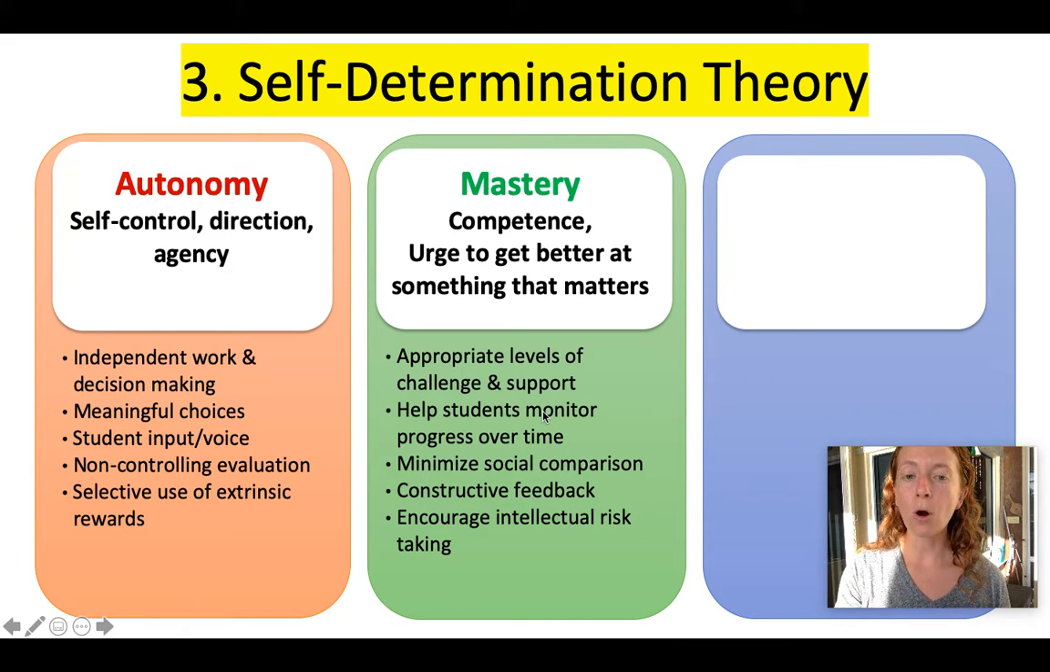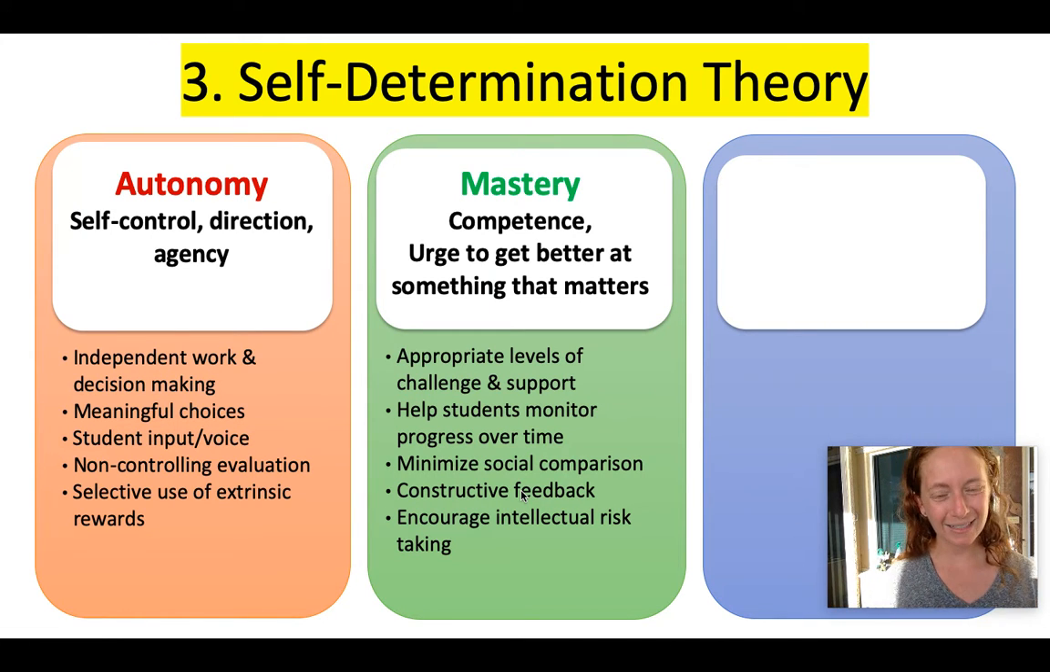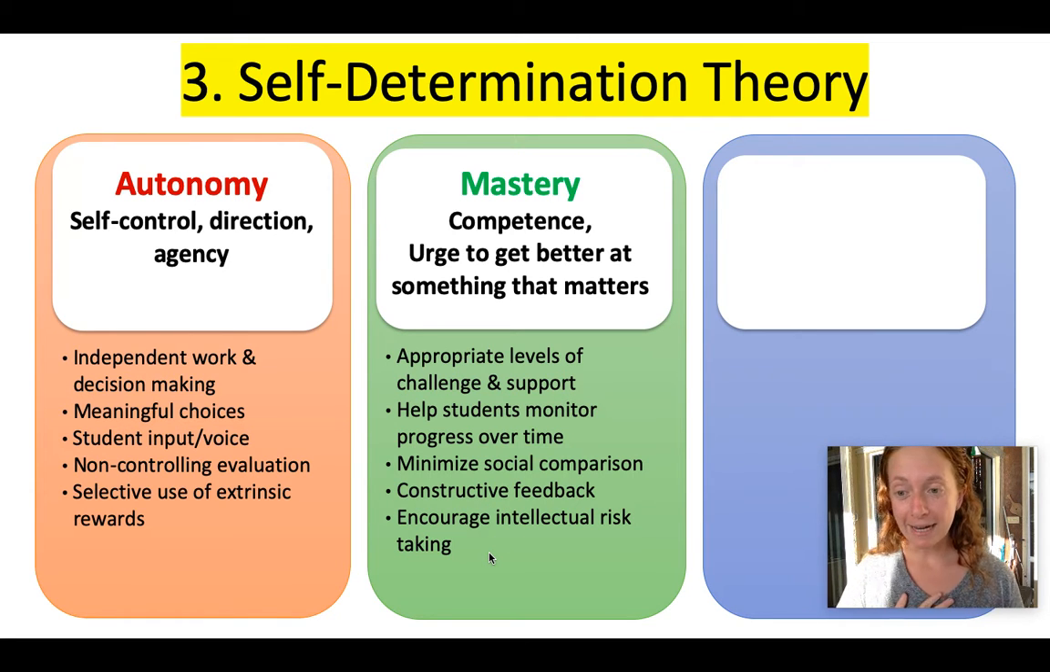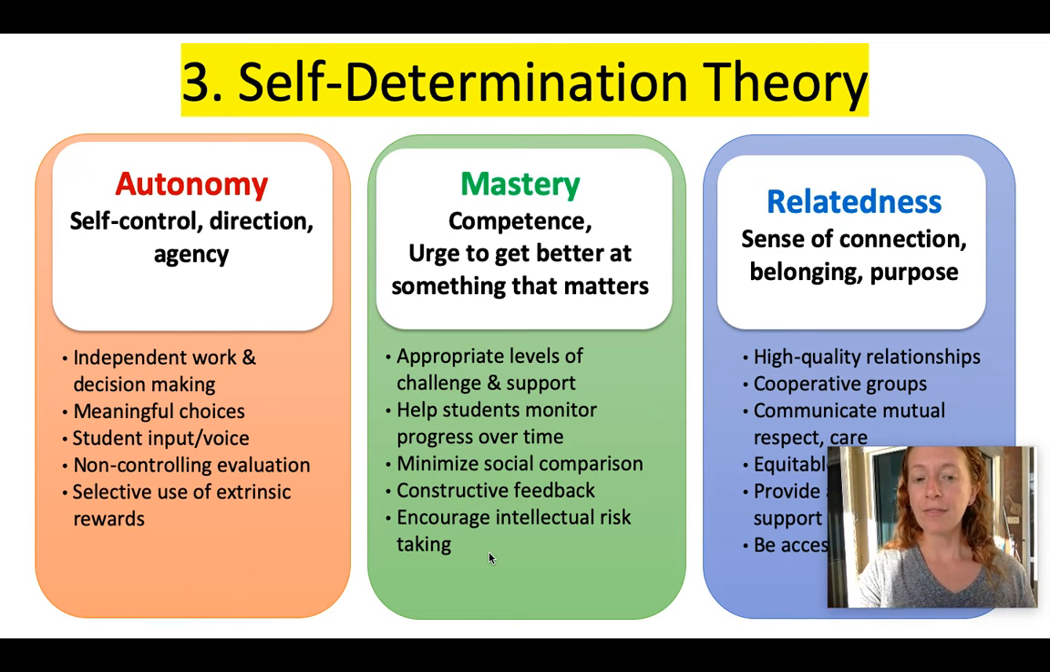They are appropriately challenged with that scaffolding. They have an appropriate ZPD to help support them. You kind of want to minimize that social comparison here, even though it can be helpful in some cases. And then that feedback is essential, and encouraging intellectual risk-taking is a huge part of mastery. And then, relatedness. I'm all about this one.